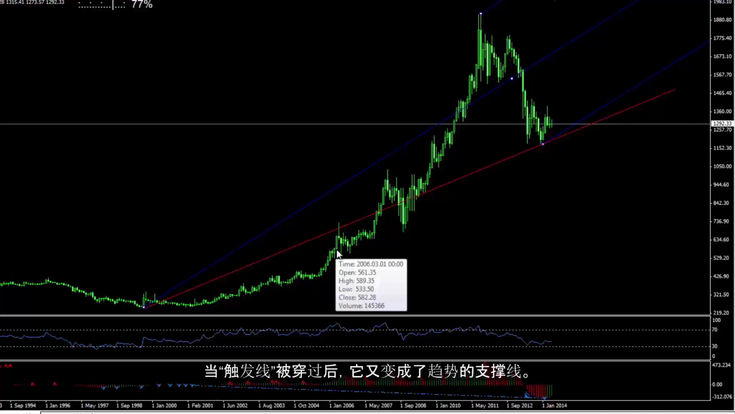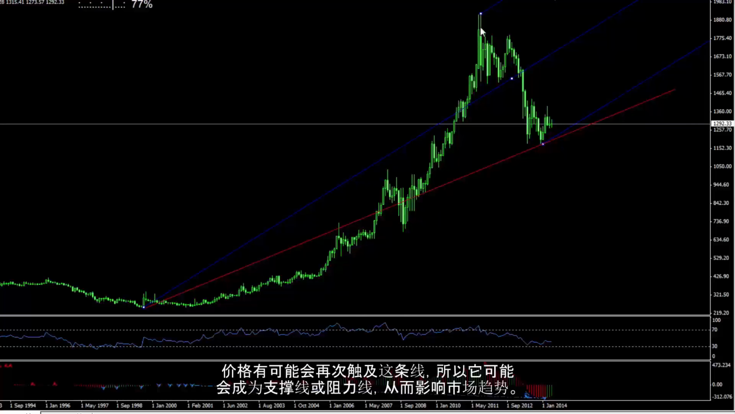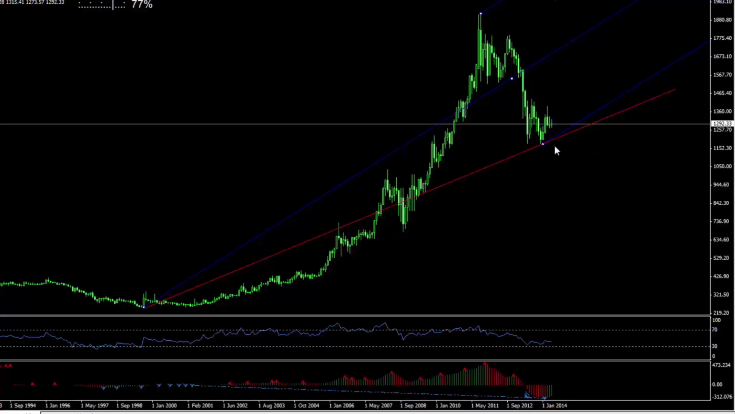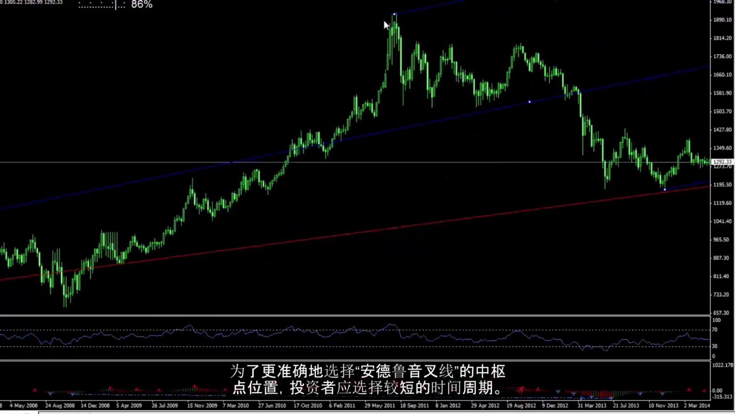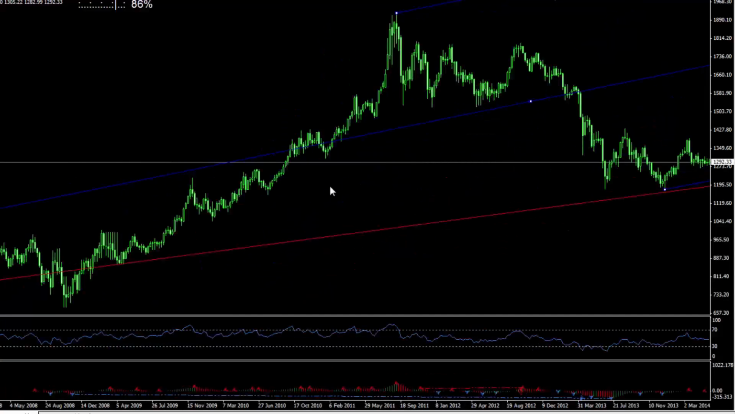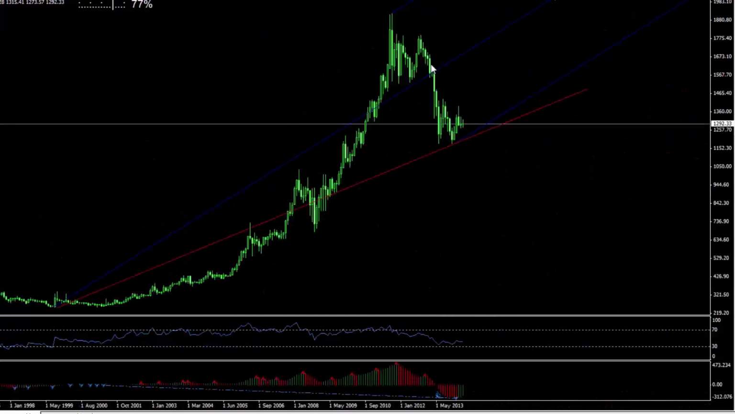After the trigger line had been crossed, it becomes a support line for an uptrend. Maybe price touches this line again, so it may affect the trend as a support or a resistance line. For more accurate location of Andrew's pitchfork points, a trader must select a shorter time frame. We have already discussed Andrew's pitchfork in earlier sessions.